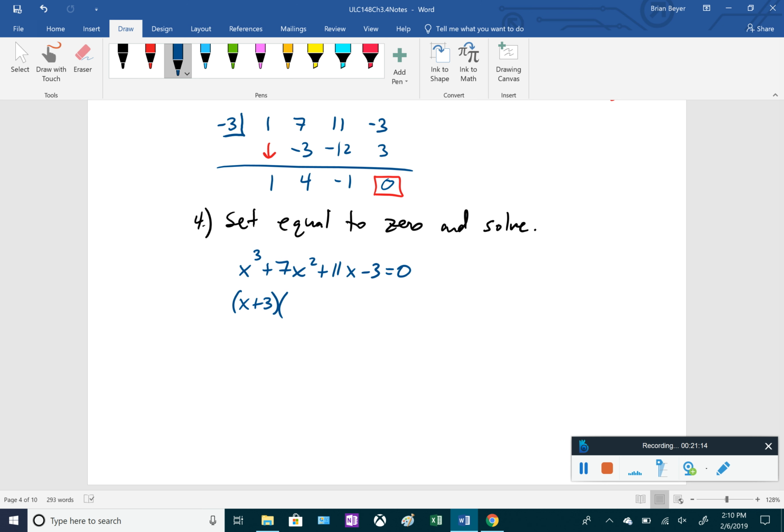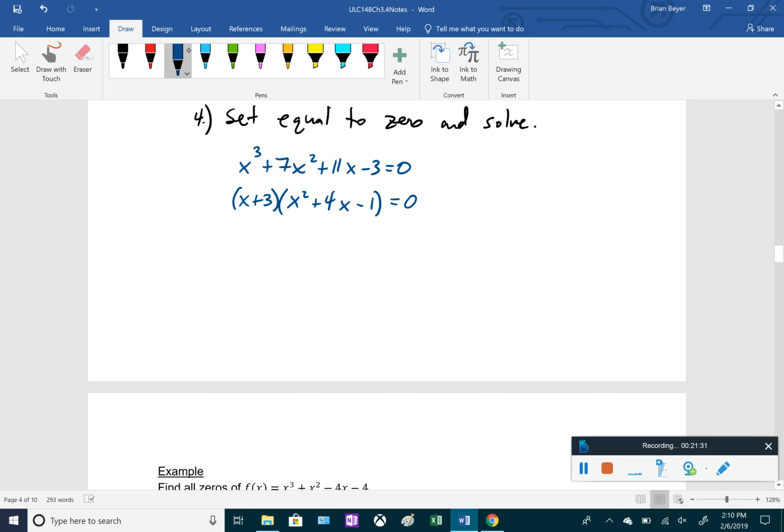It's going to be a quadratic again because it was originally degree 3. With synthetic division, the quotient is going to be 1 less than that, so it's going to be degree 2. So 1x squared plus 4x minus 1, all of that equal to 0. This does not factor very nicely for the quadratic. So let's set these equal to 0 separately. So we get x equals negative 3, which we already knew.